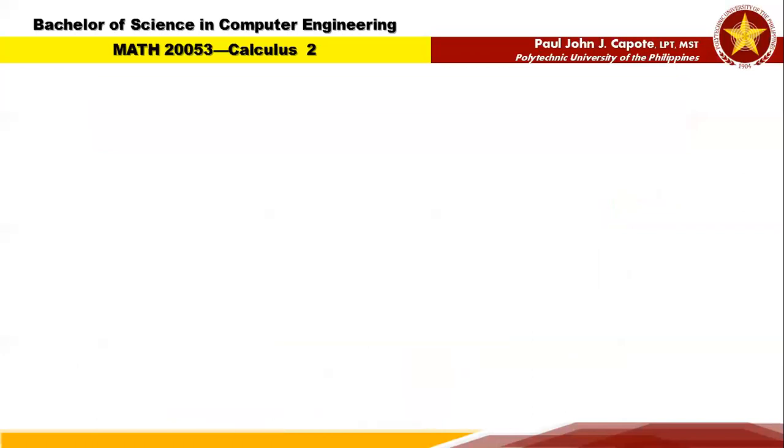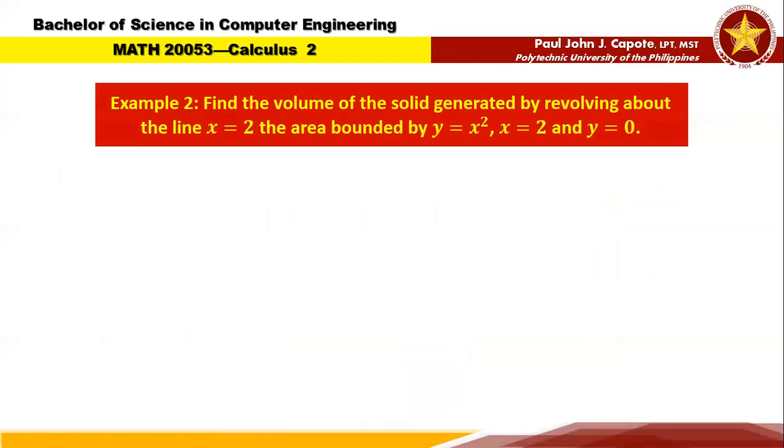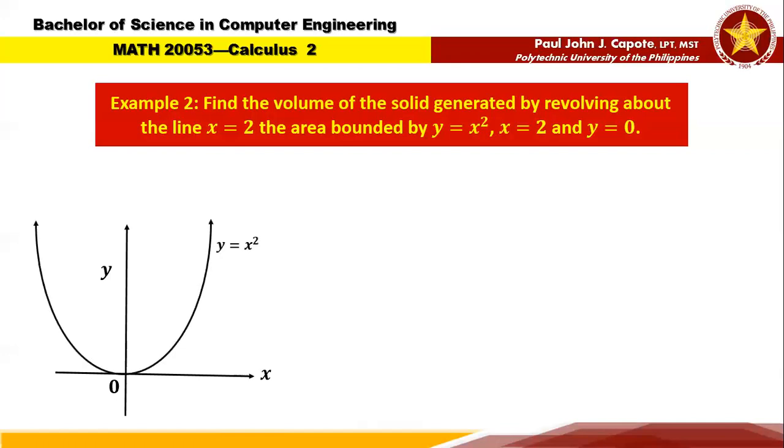Let's have example number 2. Find the volume of the solid generated by revolving about the line x equals 2 the area bounded by y equals x squared, x equals 2, and y equals 0. First, we need to sketch the graph of y equals x squared and x equals 2. The line intersects the curve at point (2, 4).